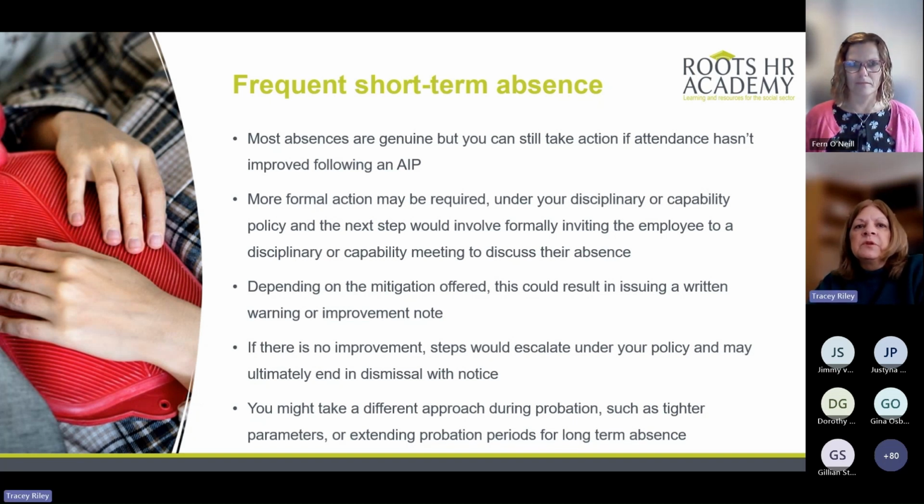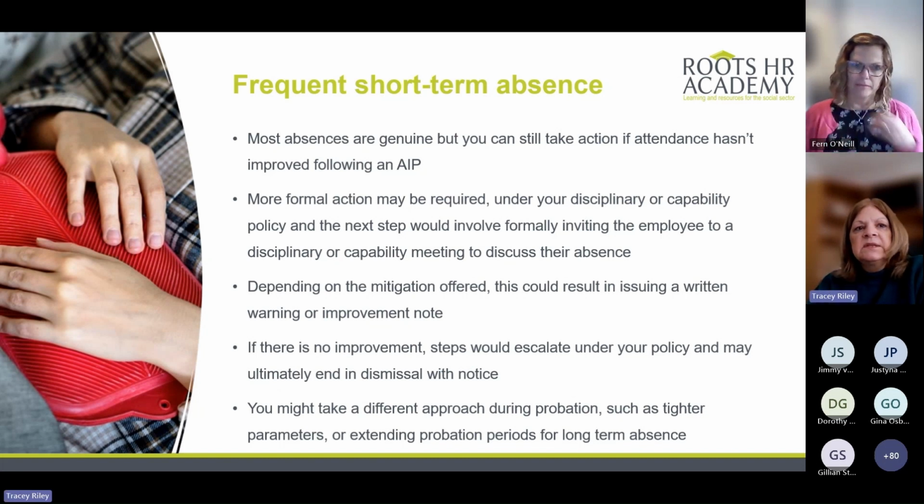If there's still no improvement, then the steps would escalate in that policy. So you would move through your warning levels, and ultimately you might end up dismissing that individual. Where you dismiss somebody on terms of ill health or capability, it would be with notice, and that would be contractual notice if that's higher than statutory.